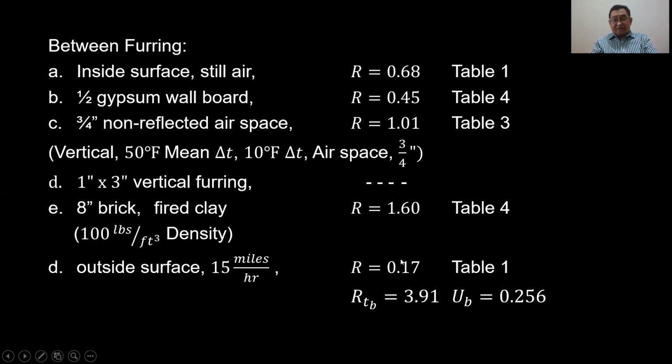And we get a total of these resistances to 3.91 and get the reciprocal so that you'll be able to determine the overall heat transfer coefficient for the portion between the furring. And we will be able to get 0.256.